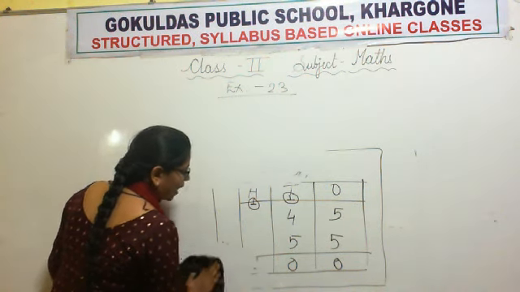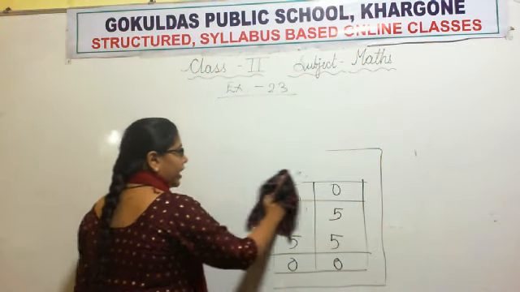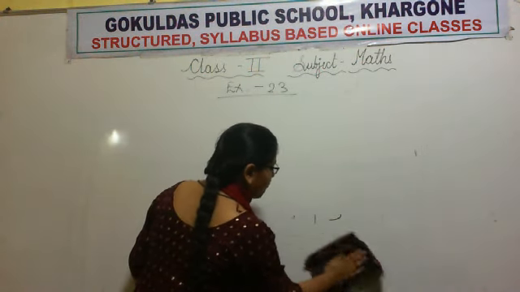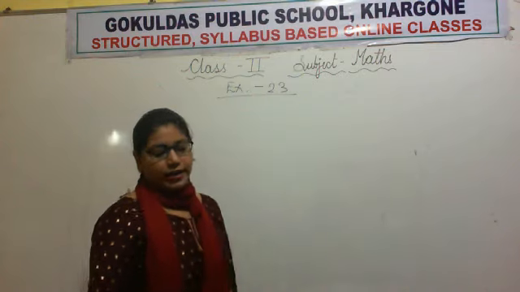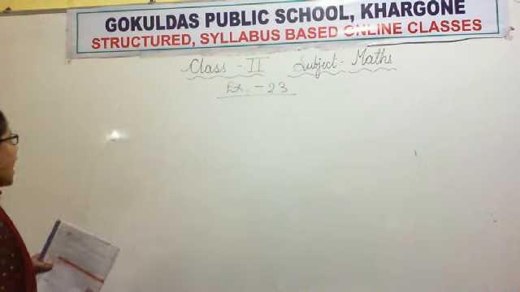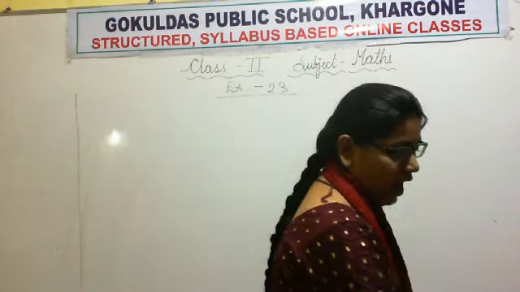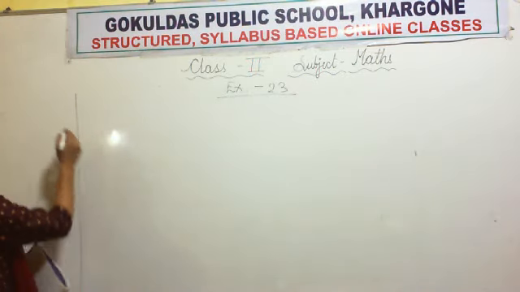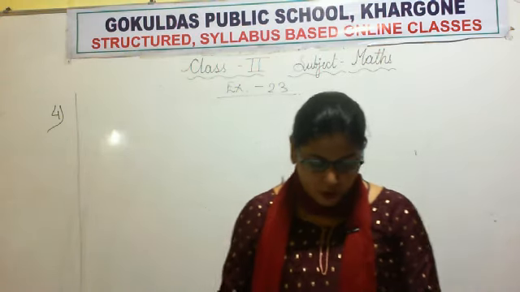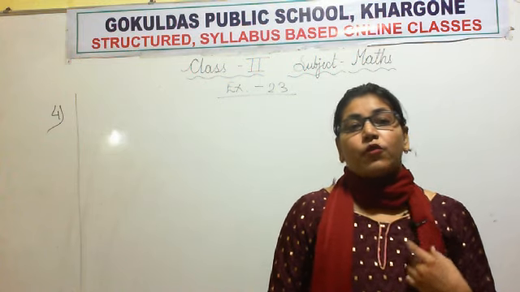So part C, that is 61 plus 29. You will try to do it on your own, and if you are facing any problem, without any hesitation, you can contact me any time. Now with this, we have done that also. Now it's time for the last question of the exercise, that is question number 4. Question number 4 is a word problem.